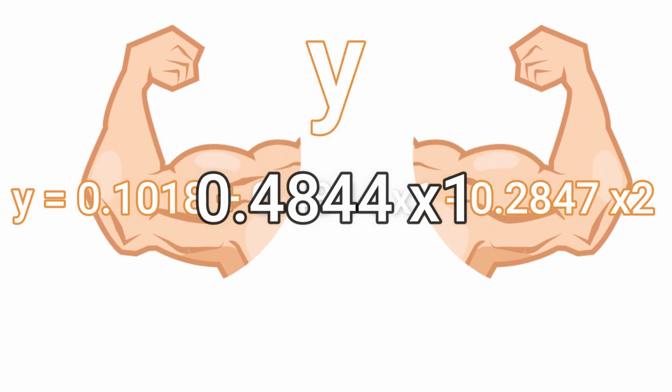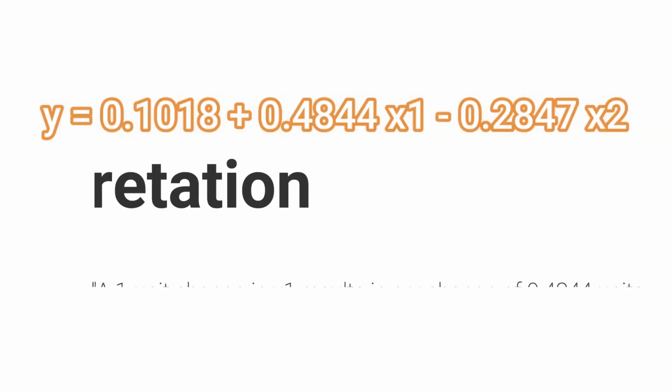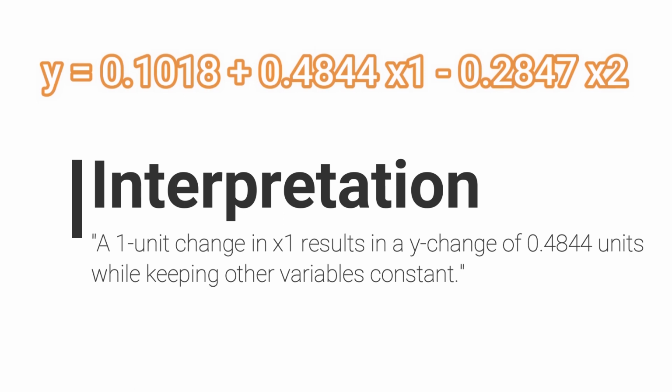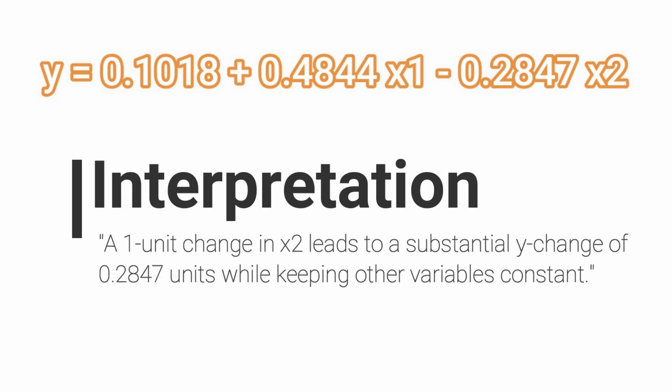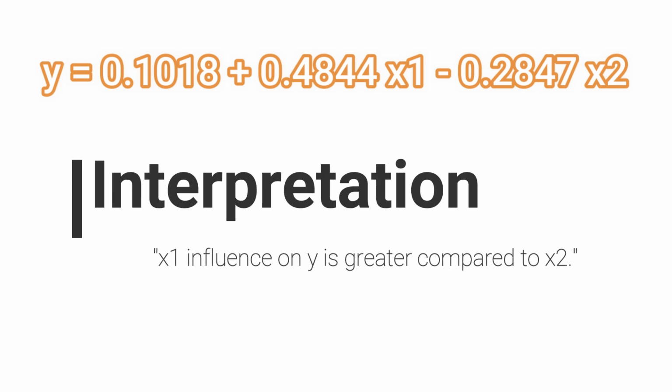Based on the equation, we can provide a comprehensive interpretation like this. A 1-unit change in x1 results in a y change of 0.4844 units while keeping other variables constant. On the other hand, a 1-unit change in x2 leads to a substantial y change of 2,847 units while keeping other variables constant. Therefore, x1 influence on y is greater compared to x2.